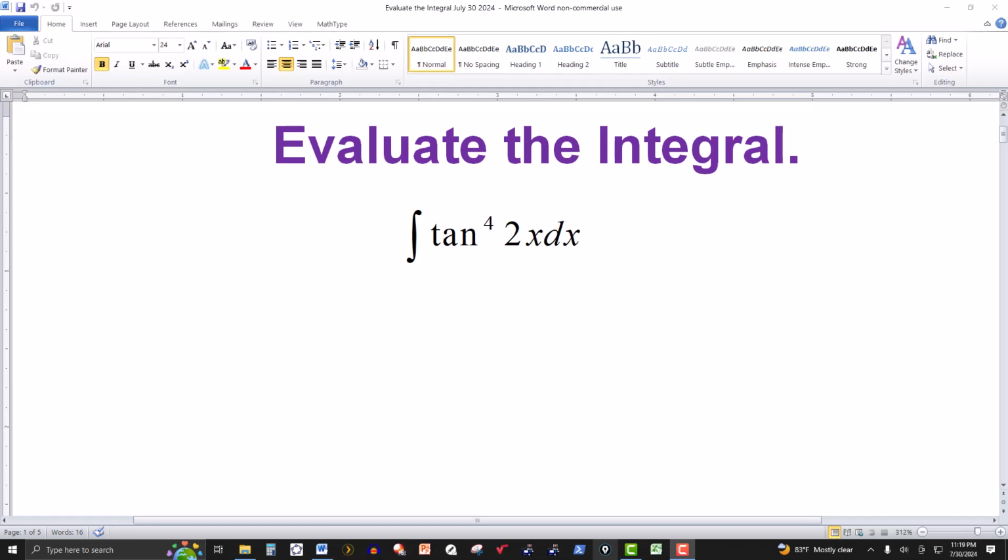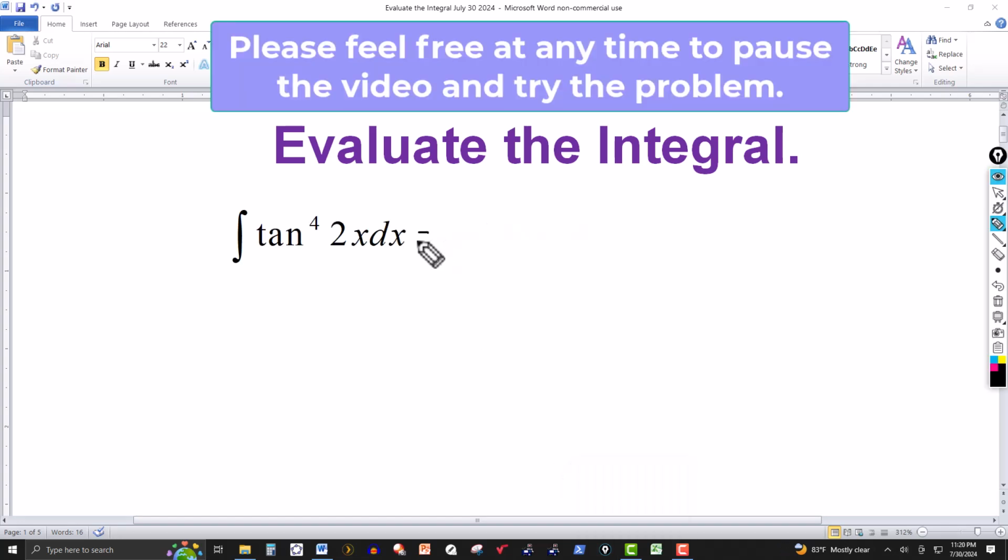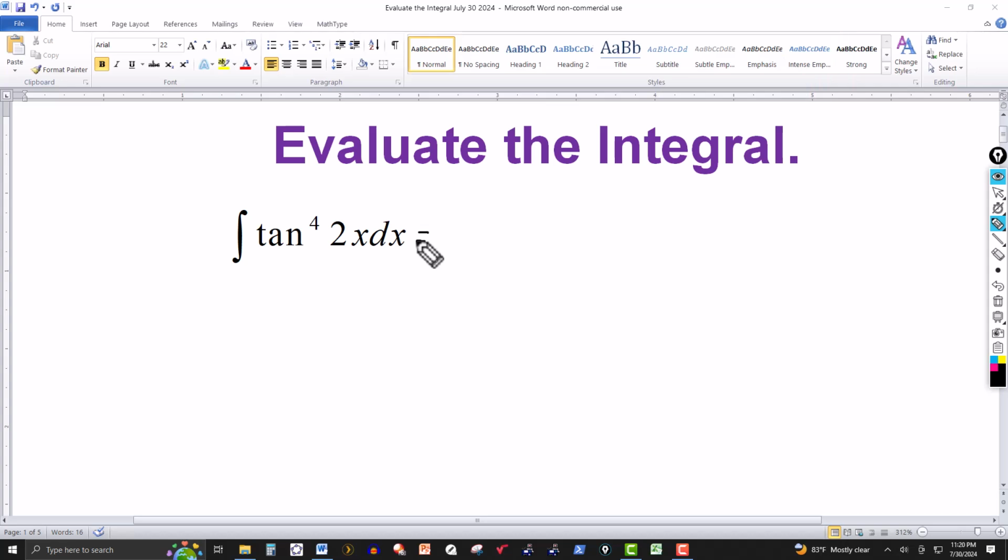In this video, we're going to evaluate the integral of tangent to the fourth of 2x. So this is a trig integral, and a lot of times in these we'll use some basic identities, sometimes some half-angle, double-angle identities, along with standard U-substitution in some cases. I'm going to break this up. Don't want to mess with tangent to the fourth here, so let's break this down into tangent squared of 2x and multiply that by tangent squared of 2x.